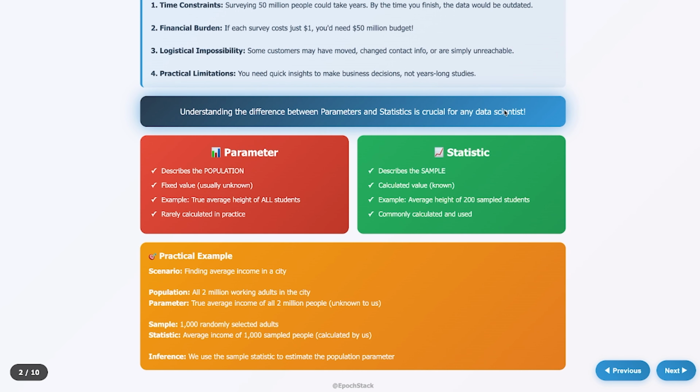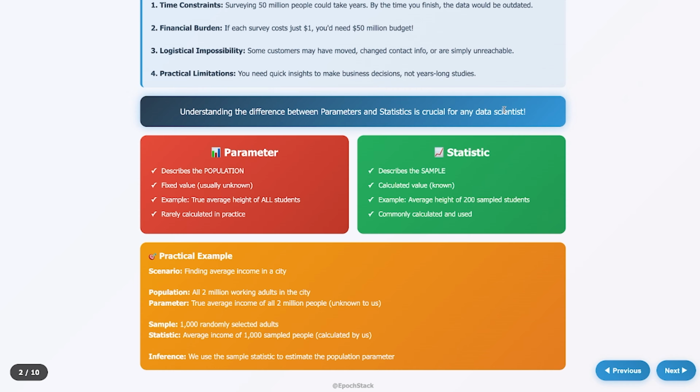Now we will study a practical example. Suppose there is a scenario where you have to find the average income in a city, and the city contains 2 million working adults. In that case the population refers to the 2 million working adults in the city, and the parameter is the true average salary of all those 2 million people. You don't know that salary. That parameter is unknown to you.